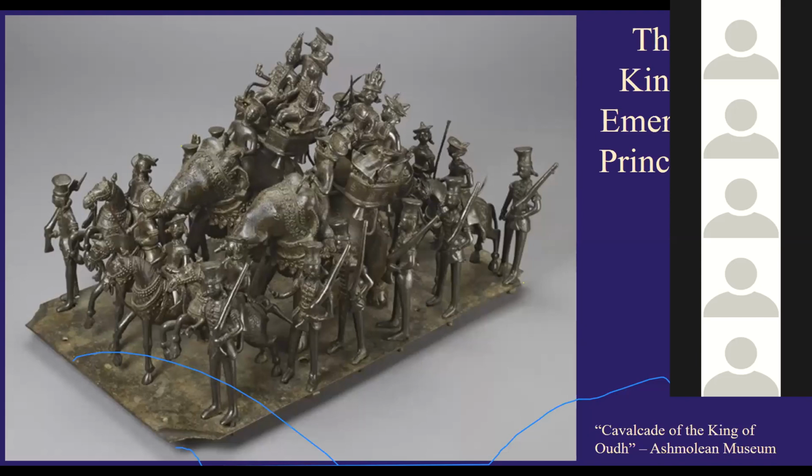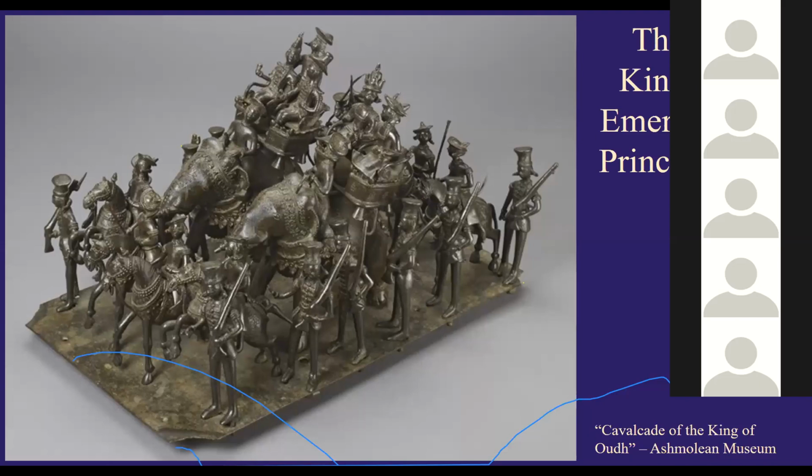This process was going on of how the British reshaped and redefined the political map of India, with particular regard to the concept of sovereignty. This is a classic example of that, and this is a bronze figurine from the collection of the National Museum. This was actually picked up in a junk market in London in the 1960s. And this shows the cavalcade of the king of Awadh, the Nawab of Awadh.